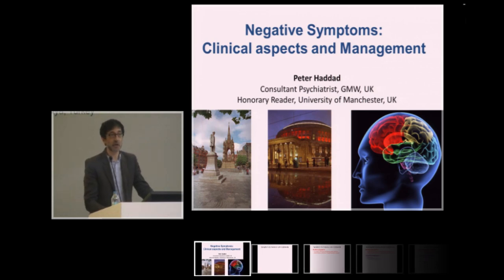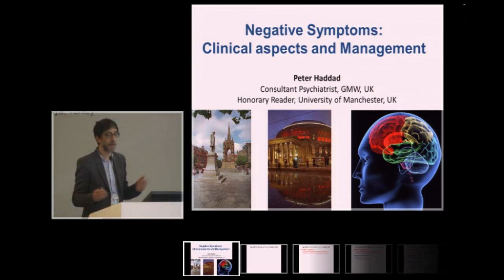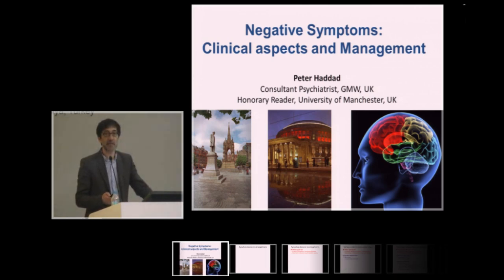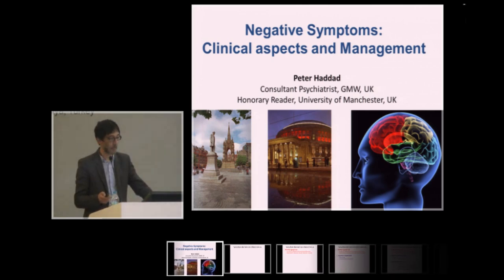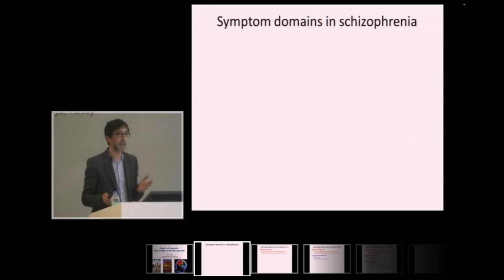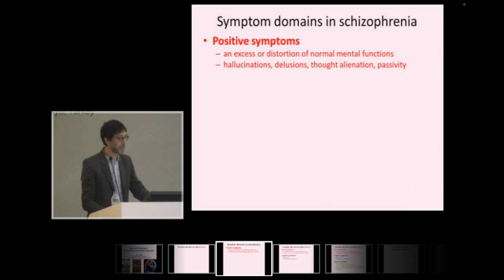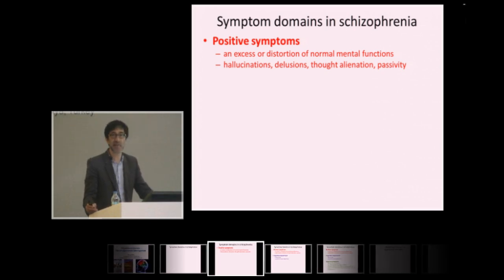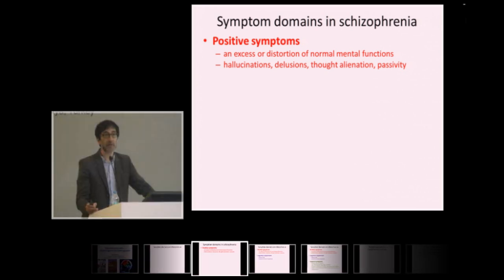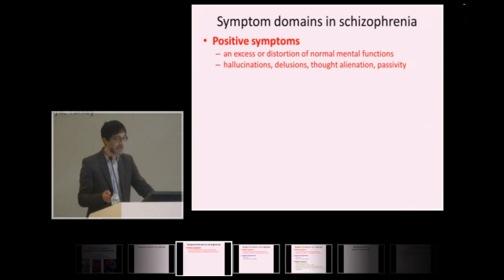What I'm going to try and do over the next 15 minutes is provide a brief clinical overview of negative symptoms and give you a review of the latest information on their treatment. As we've already heard from Professor Yu, in schizophrenia we have a variety of symptom domains. We have positive symptoms, which represent an excess or a distortion of normal mental functioning: hallucinations, delusions, passivity experiences and thought alienation.